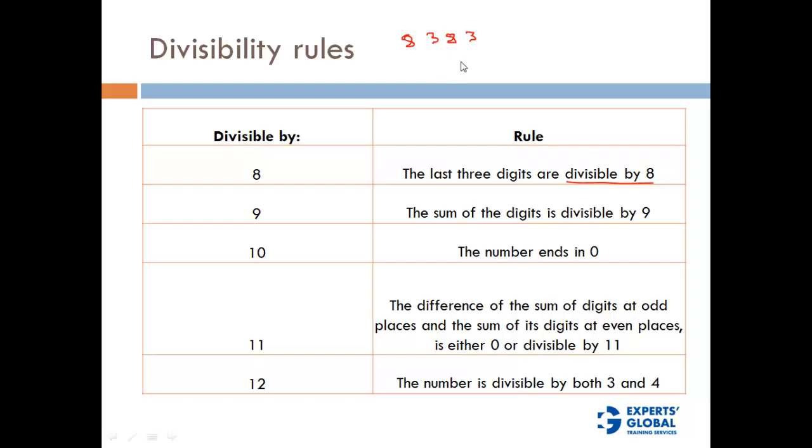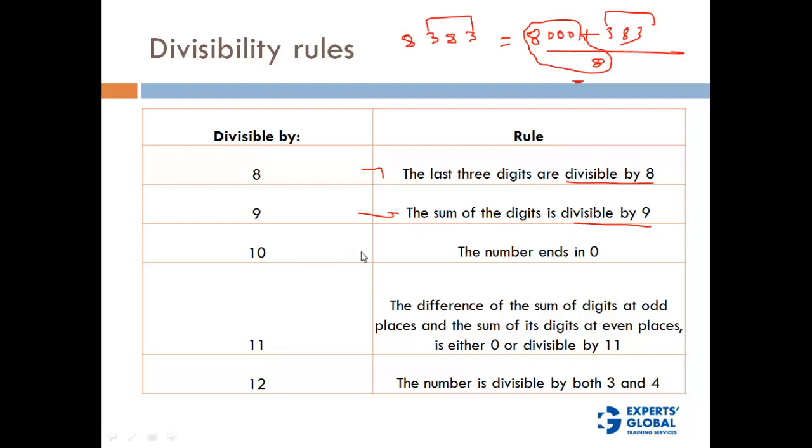I split it into thousands. So I say 8000 plus 383 and I divide it by 8. Now this piece, 8000 divided by 8, is always going to give us a whole number because 1000 is divisible by 8. So this part we don't have to worry about. All we have to worry about is the last 3 digits, pretty similar to what we did for divisibility by 4. Divisibility by 9: the sum of digits is divisible by 9, pretty similar to what we saw for divisibility by 3.